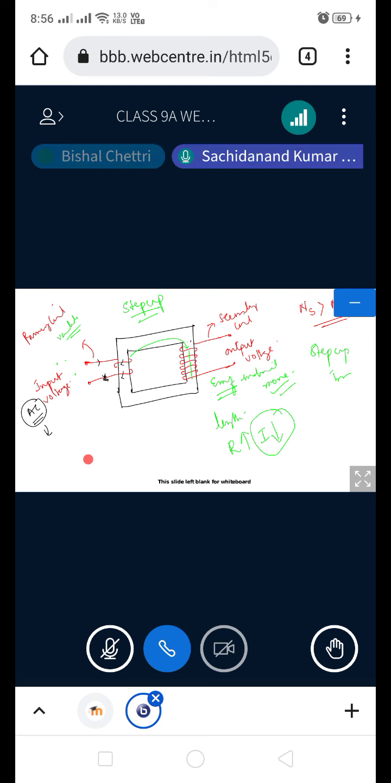Is this clear? Sir, how is the length of the wire increasing? If you have 2 turns and if you have 10 turns, which wire will be longer? 10 turns. So if the number of turns is increasing, the length of the wire of the coil is increasing. Yes, sir. Clear? Yes, sir. Sir, can we derive it from the relation P equals VI?